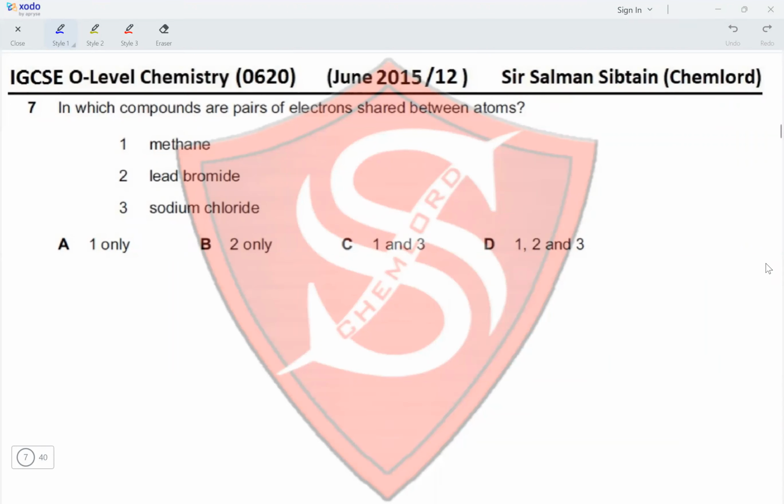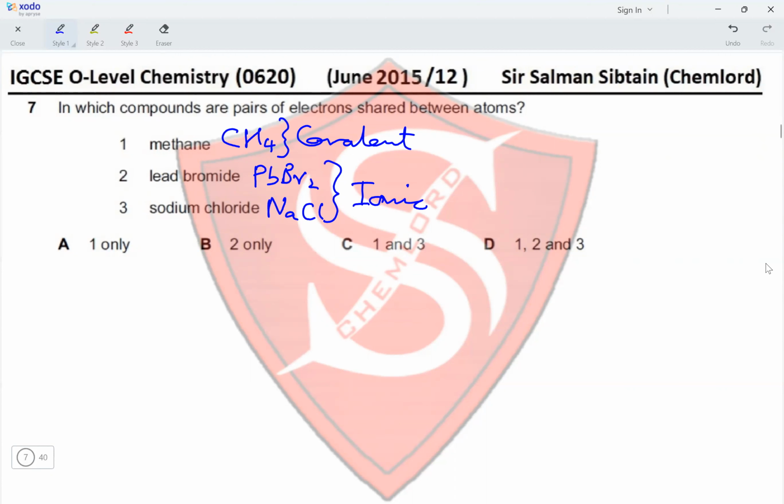Question 7. In which compounds are pairs of electrons shared between atoms? So basically, which are covalent compounds? Methane. Methane is CH4, which is a covalent compound. Lead bromide is PbBr2, which is an ionic compound. And sodium chloride is NaCl, which is also an ionic compound. So the only covalent molecule here is CH4, which makes 1 the correct answer, and because of which option A is the correct option for this question.